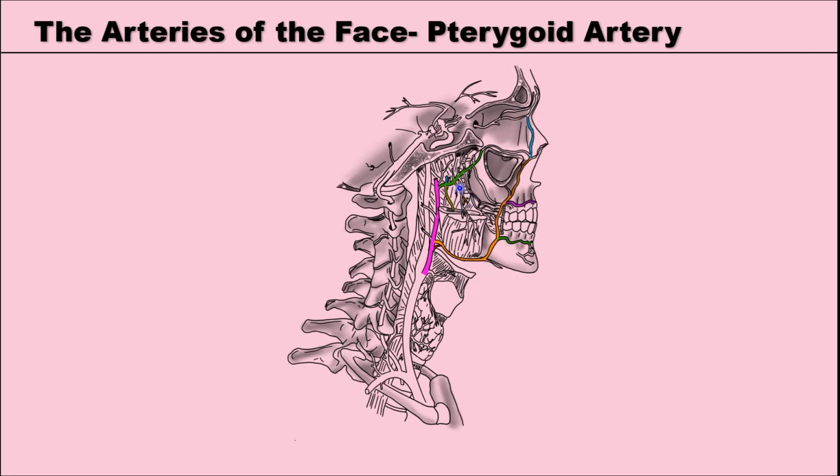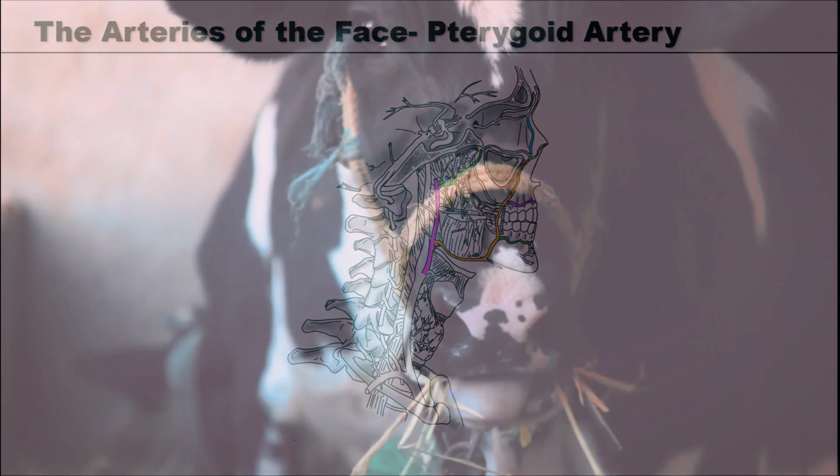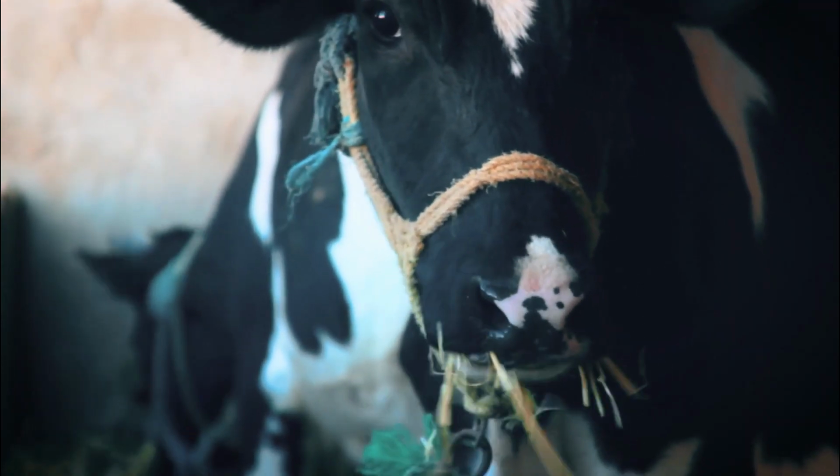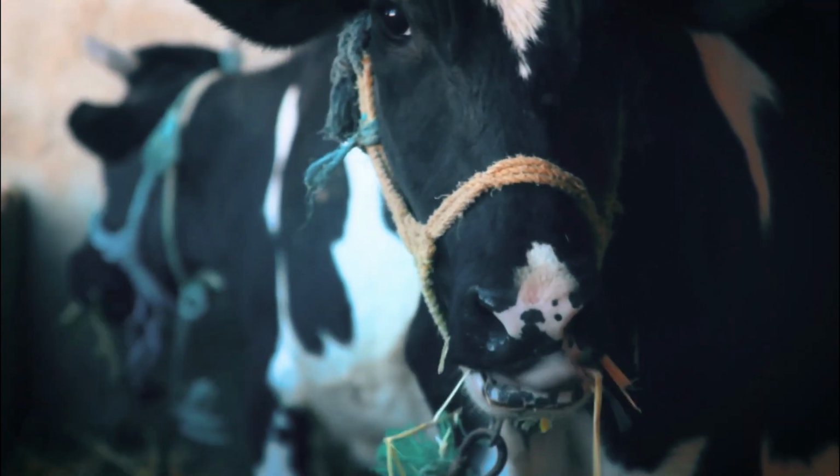We also have the pterygoid artery. This is coming from the maxillary artery and goes to supply the medial and lateral pterygoid muscles, the ones that allow us the side-to-side movement of the jaw, enabling us to chew like our trusted friend Clover.